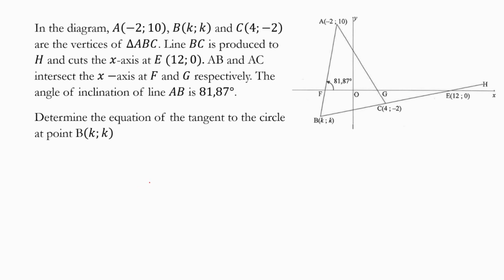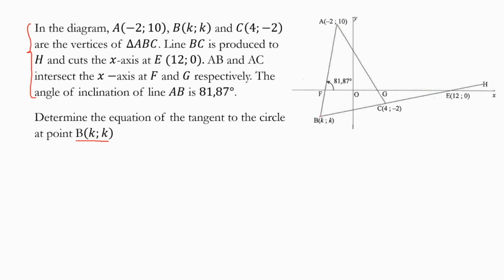Let's do question 3.4.2b, which is the last part of our question 3. Please read the information if you haven't done so. It's still the same. The instruction says, determine the equation of the tangent to the circle at point B. The equation of the tangent to the circle at point B.